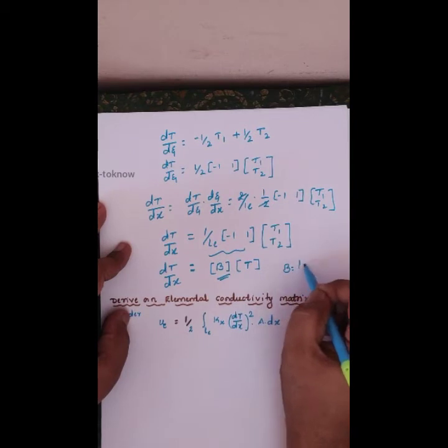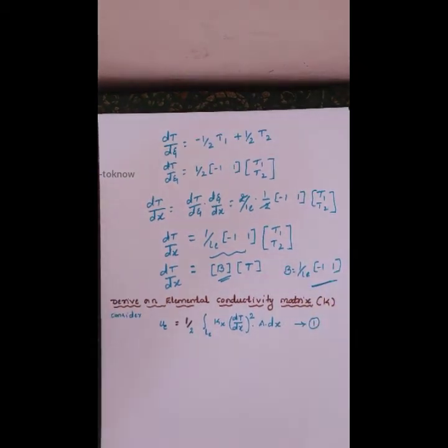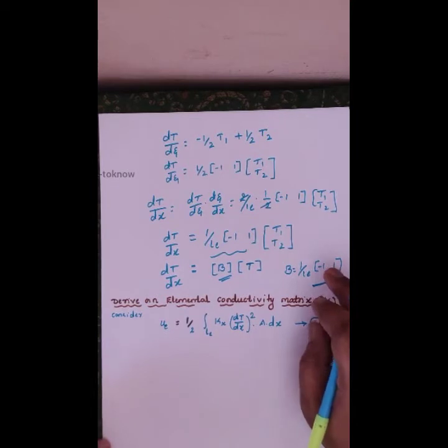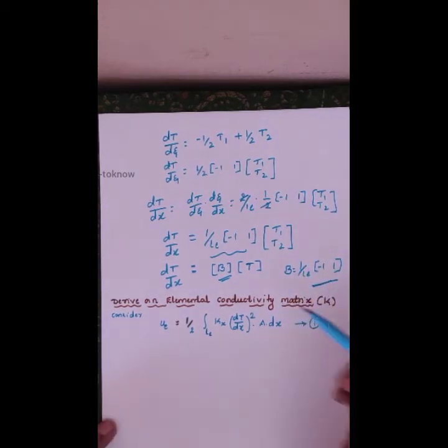B will be equal to 1 by LE, minus 1, 1. This is how you can determine the B matrix for your thermal problems. This expression is the same as in the bar problem; we use the same expression there also. That's why sometimes we won't derive this expression and directly write B equals 1 by LE, but to understand it, this is what you are going to get.